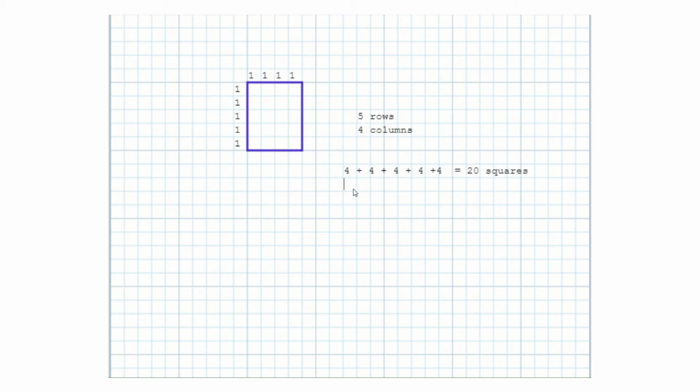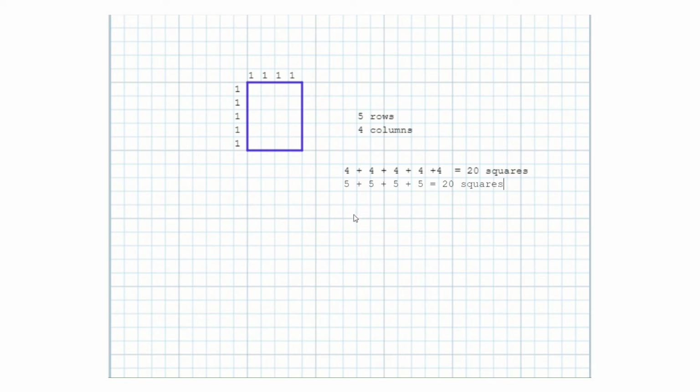Or we could skip count or add by our columns. We know that there's 5 squares in each column and there's 4 columns. So we might say, okay, let's add 5 4 times. And that equals, guess what? Also 5, 10, 15, 20 total squares. So no matter how we count these up, we're going to get a total of 20 squares.